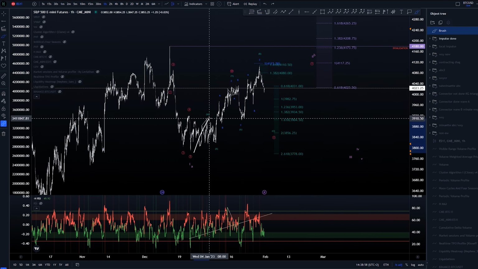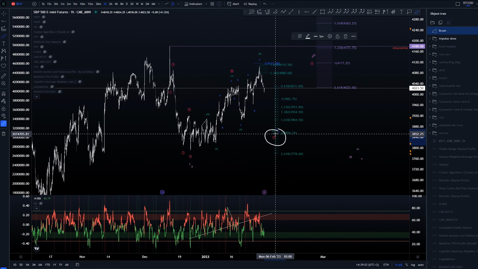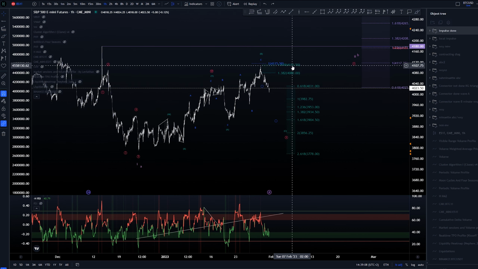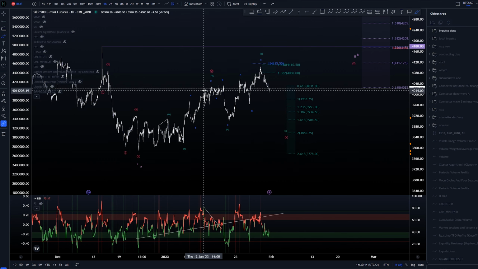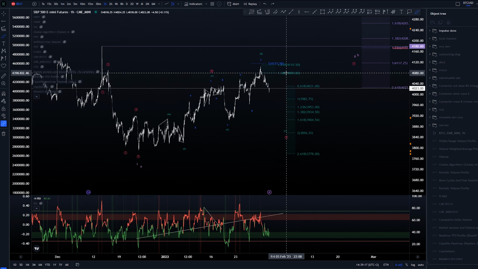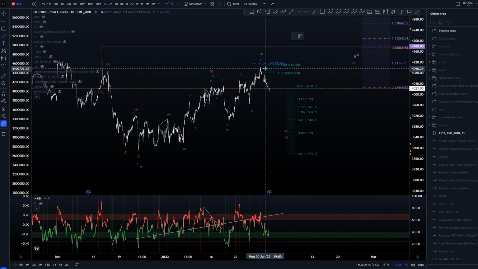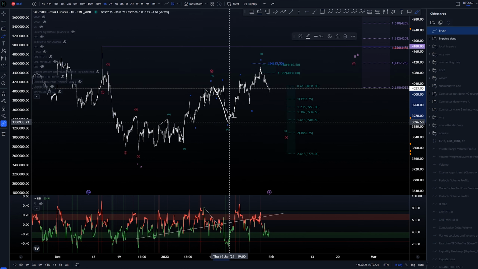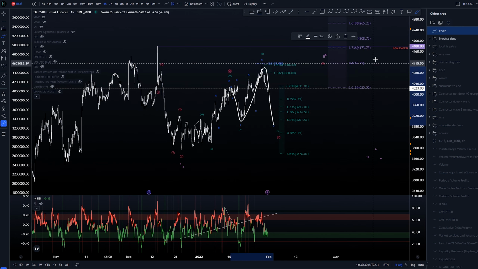At this point, I've labeled this as a WXY into W, expanded flats here into that C wave. If we go any higher here, then I feel like this is going to be invalidated, because again, we go beyond the 1.6 retracement of this wave A here. Depending, of course, on your pivots, where you're going to be moving this structure or using this Fibonacci retracement from, it changes things a bit. But again, we are right at the top of this invalidation area, for me at least.